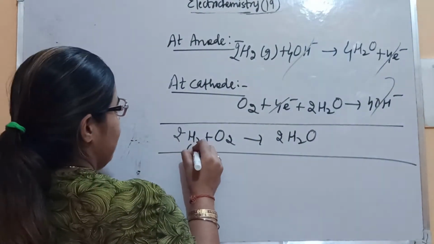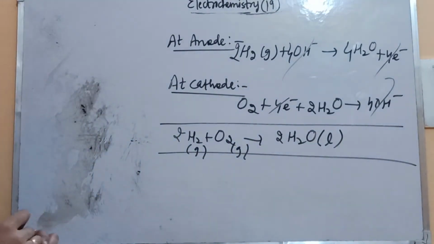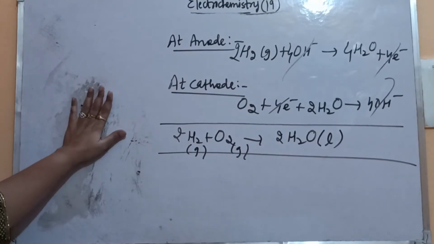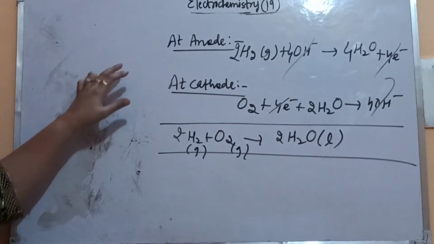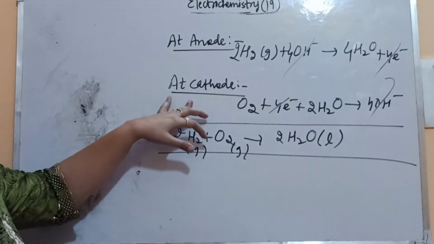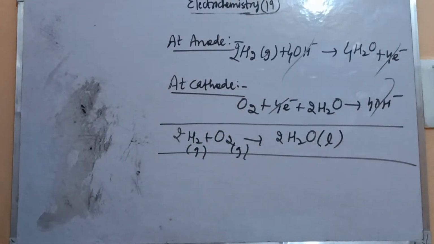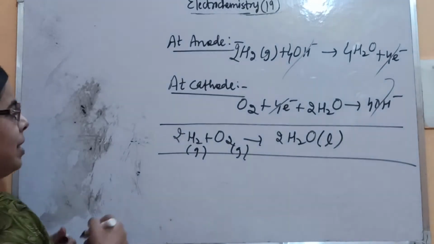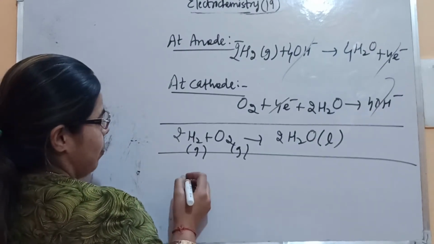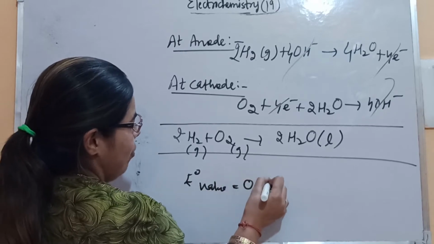So these are gases, and water is the liquid that is formed. This is the overall reaction taking place inside the fuel cell. Very simple. At the anode, hydrogen is bubbled, so hydrogen reacts with the electrolyte; from the cathode, oxygen is bubbled, so it reacts accordingly. Then what is the voltage of this cell? The E naught value is around 0.9 volt.